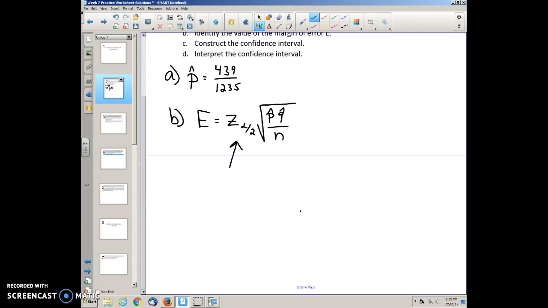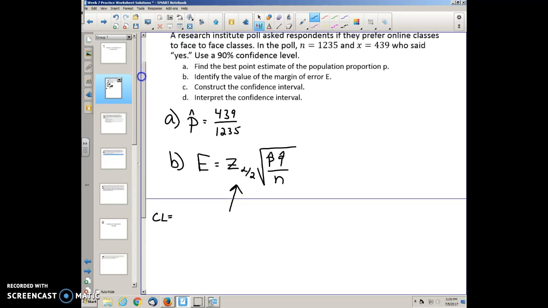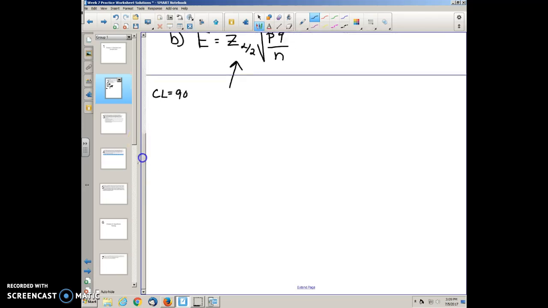So we're working in the Z distribution, and we know the confidence level that we're going to use is 90%. Therefore, alpha is 0.10. So confidence level 90% is 0.90. Alpha is 1 minus confidence level, so it's 0.10. Alpha over 2 is half of that, so it's 0.05.